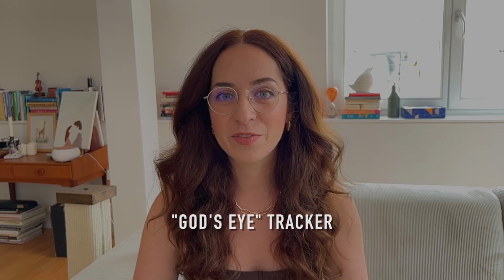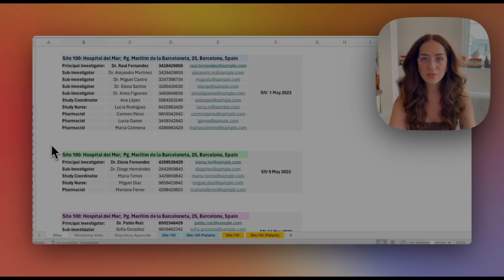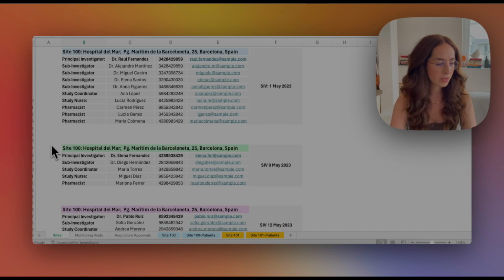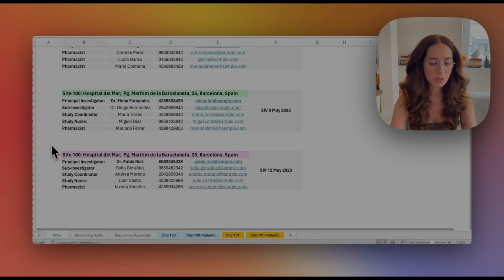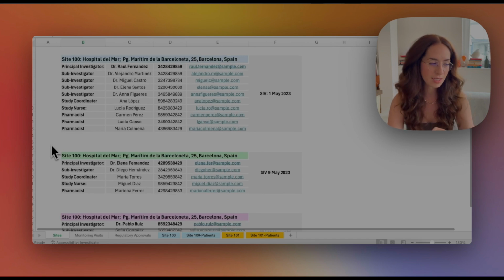And my preferred way to keep under control everything that's going on in my sites and in my studies is having a God's eye type of tracker. And I want to show you how I keep track of my sites. I like to keep one of these God's eye type of trackers for every study that I am monitoring. And the first tab in this tracker will tell me all the details I need to know about the sites that I am monitoring in this study.